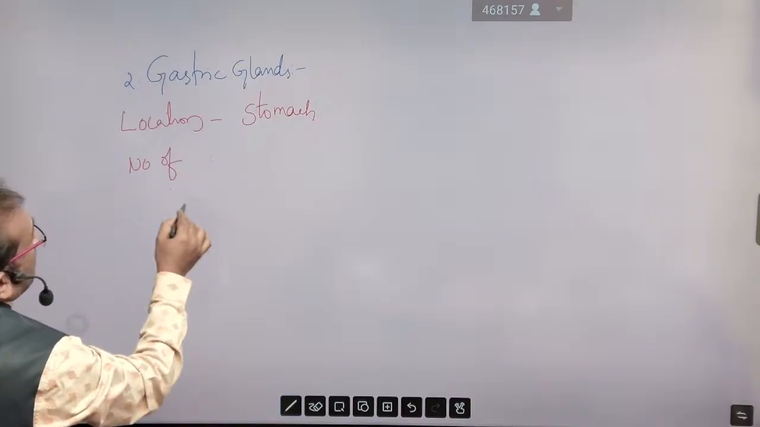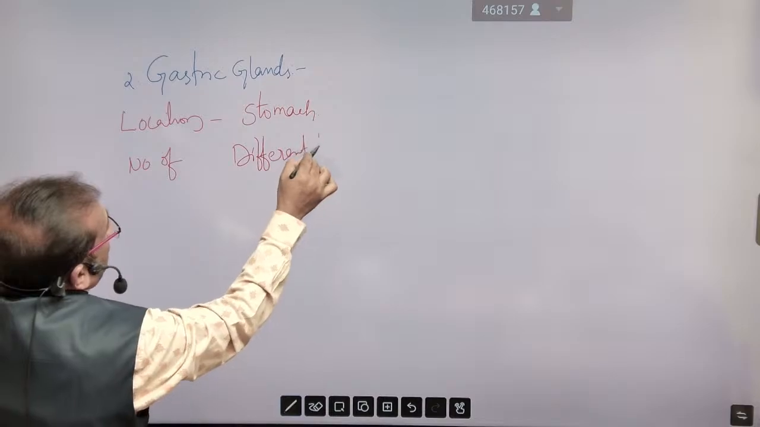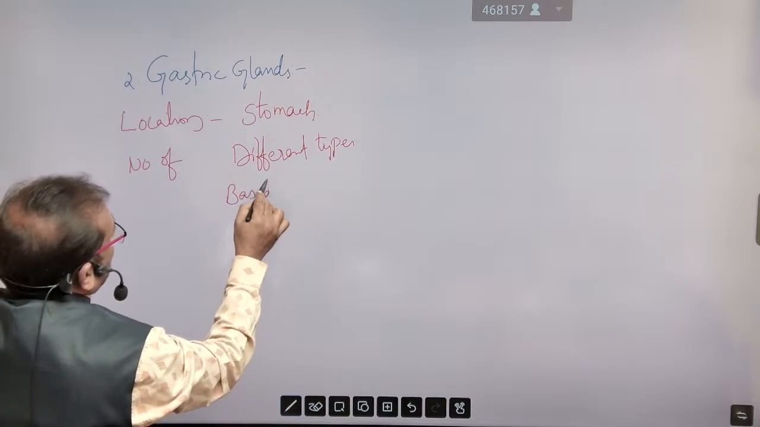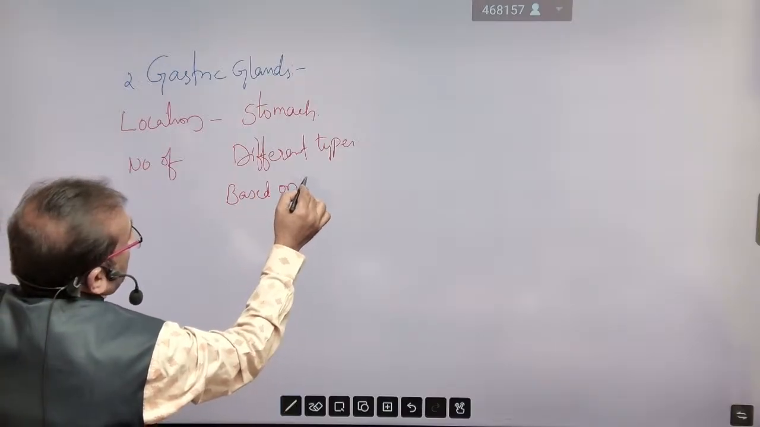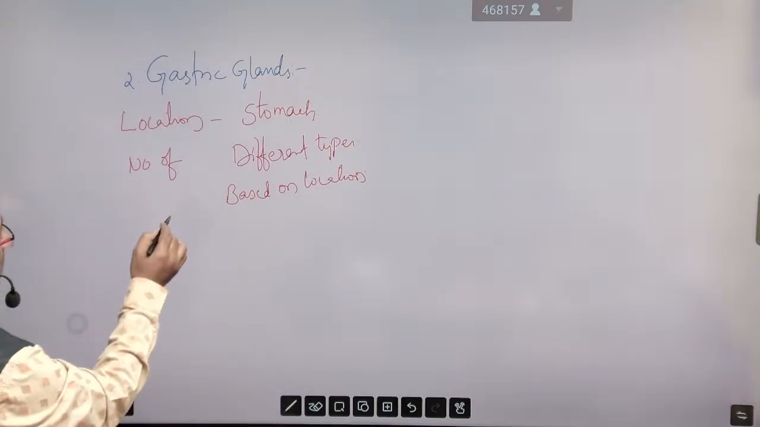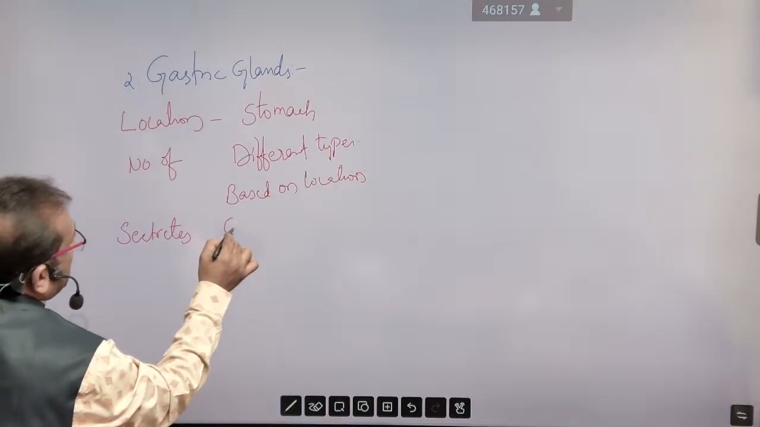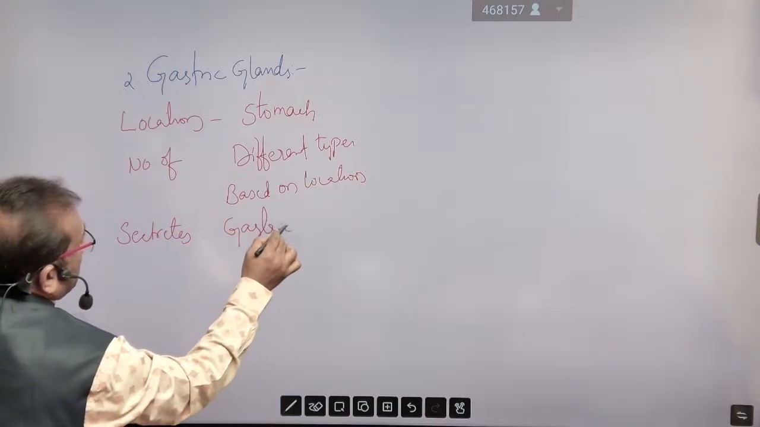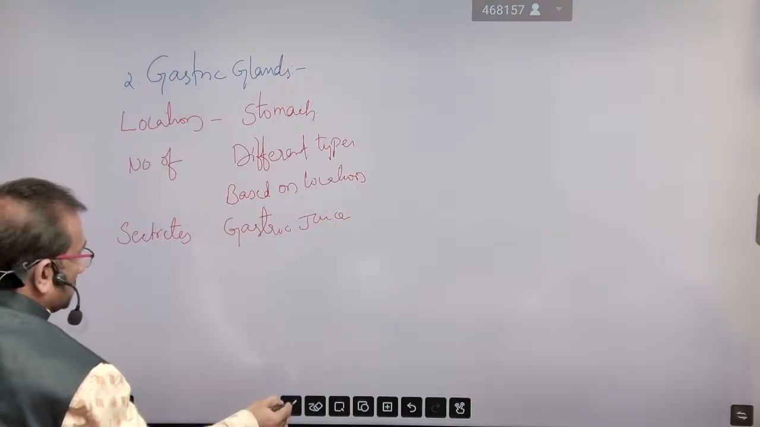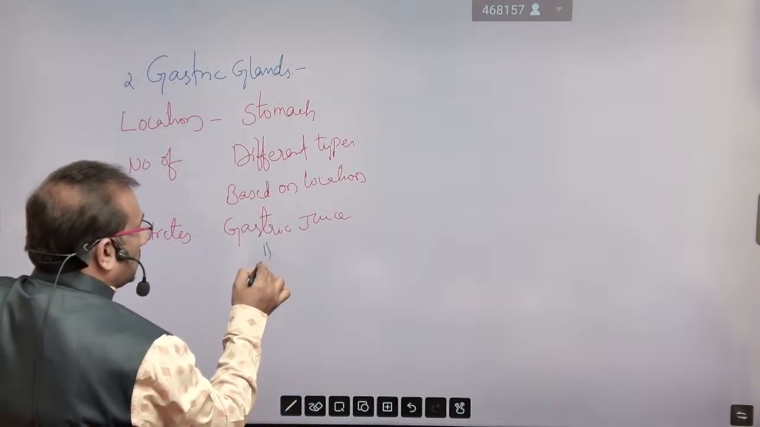There are different types of cells here, based on location. And what do they secrete? They secrete gastric juice. Gastric juice contains so many components.